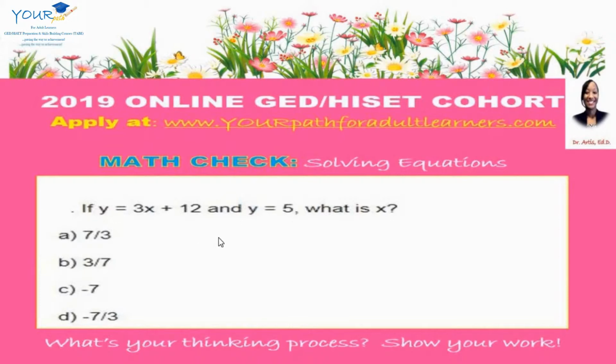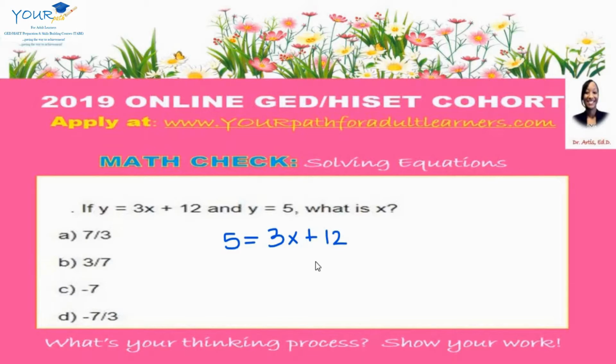So now we're going to rewrite this equation so that we can insert the value of y into our equation. So when we do that, knowing the value of y is 5, we're going to put 5 where y is: 5 equals 3x plus 12. And so now we have our new equation and now we're going to solve for x.